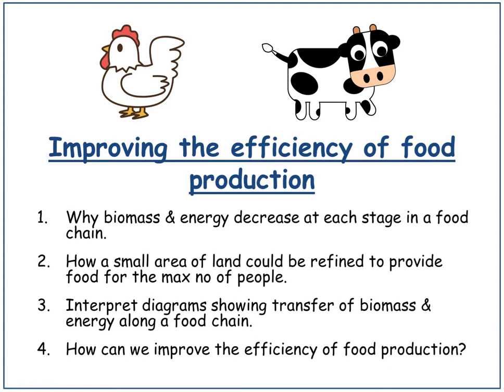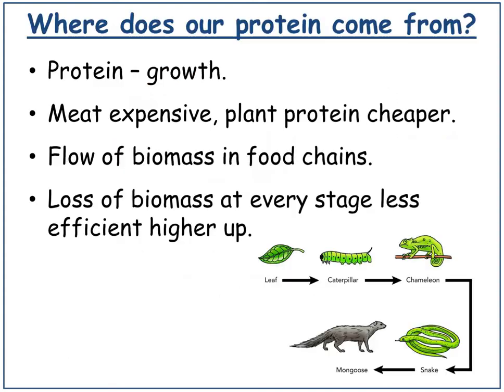Efficiency of food production. Why biomass and energy decrease at each stage in a food chain. How a small area of land could be refined to provide food for the maximum number of people. Interpret diagrams showing transfer of biomass and energy along a food chain. How can we improve the efficiency of food production?